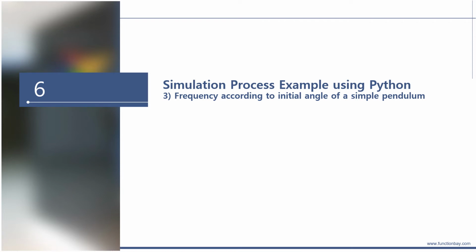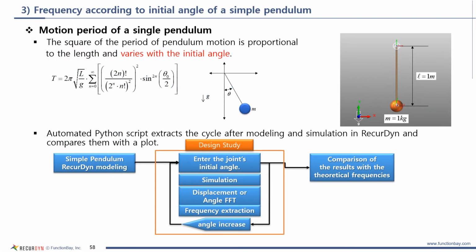The next example to show you is frequency comparison according to the initial angle of a simple pendulum model. If recalling what you learned at school about the period of a simple pendulum, you may remember the square of the period is proportional to the length of the pendulum. The complicated latter term was ignored at the time. In fact, the period is affected by the initial angle.